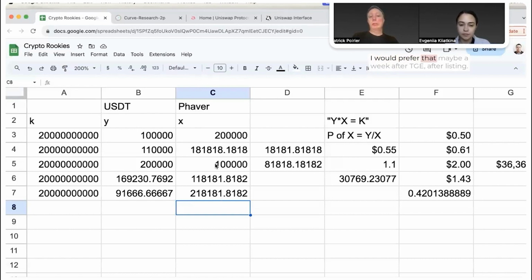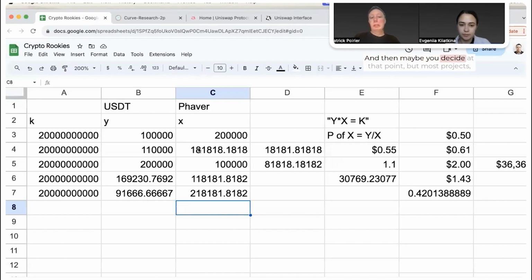I would prefer that maybe a week after TGE, after listing, there's some unlock that starts. But you want the dust to settle first. You want the price to stabilize. And then I would try to avoid having a massive unlock at any point in time. We discussed that last time, but it's never a good idea to have a very large unlock, because it's really hard to predict what your buying volume will be. So I would aim to not have any unlock on the day of the listing itself.